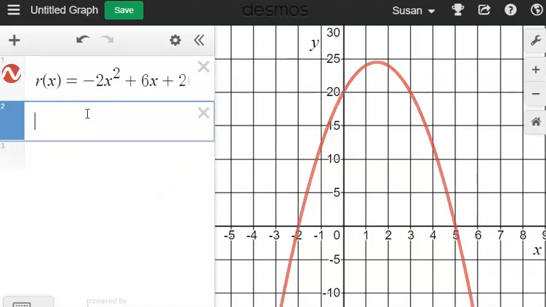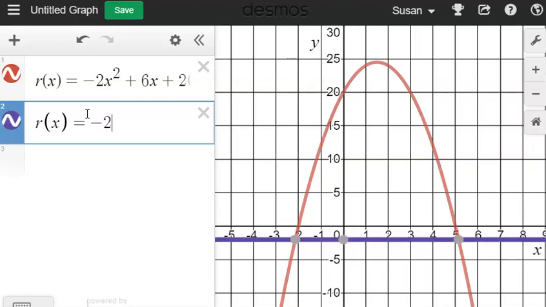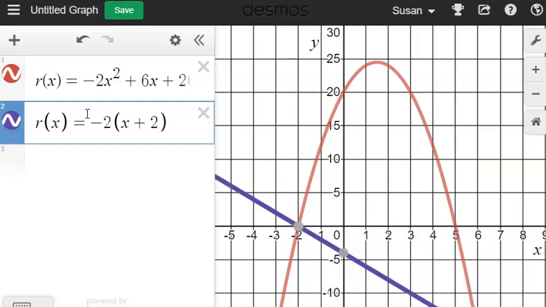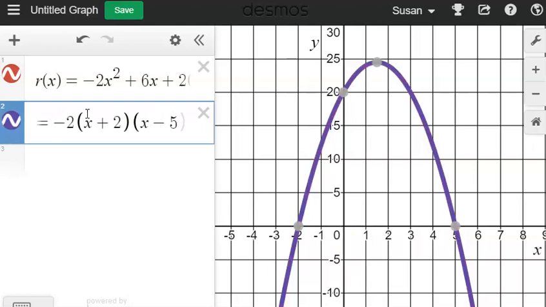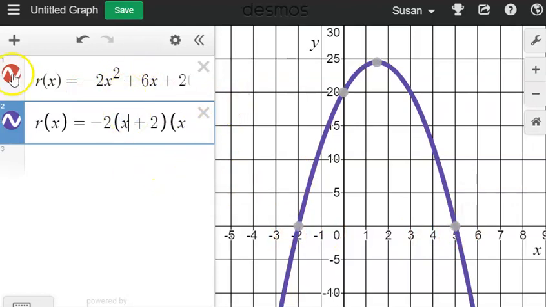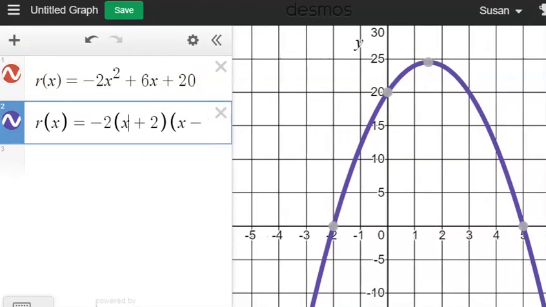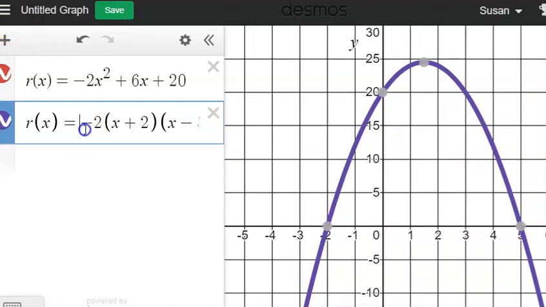So let's go to the second row and let's put r of x equals, I'm going to put the negative 2, that's that a value, you need it, and then I need the x plus 2 for my negative 2 x-intercept, and I need an x minus 5 for my other x-intercept. So let's check that again. There's your x-intercept, there's your x-intercept, and this is the equation. Y'all can't see that too good, so let me stretch it out a little bit. Okay. Anyway, it's so big it doesn't even show the end of that, but oh well.